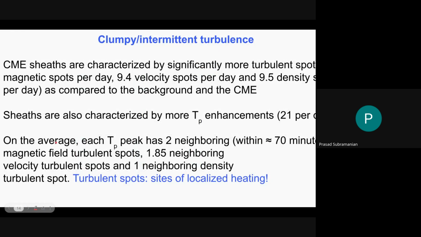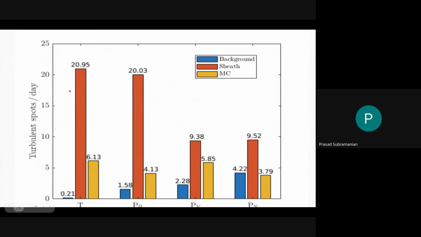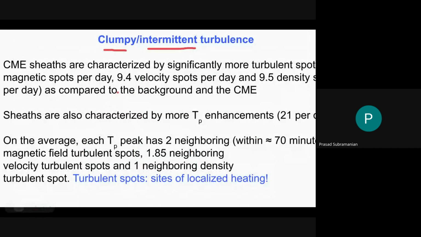So this is what I mean by saying that the turbulence is clumpy or intermittent. It's not uniformly spread. It's organized into spots. So CME sheets are characterized by significantly more turbulent spots. Oh gosh, all of this got cut off somehow. So about 20 odd magnetic spots per day, about 9 odd velocity spots per day, and about 9 odd density spots per day, as compared to the background and the CME interior.